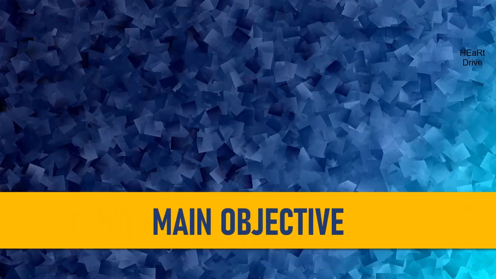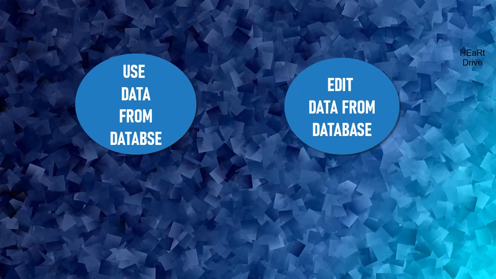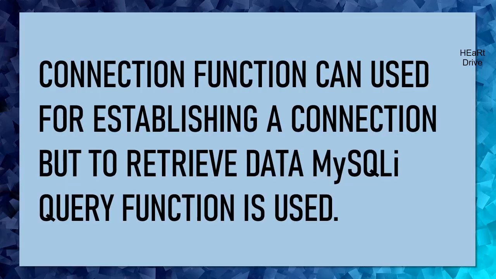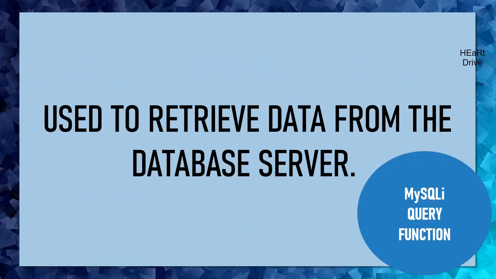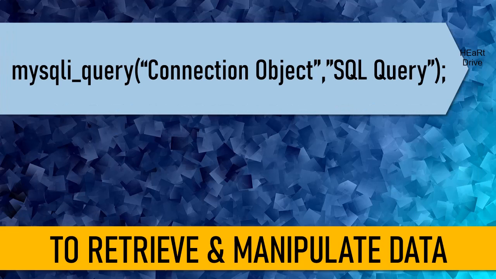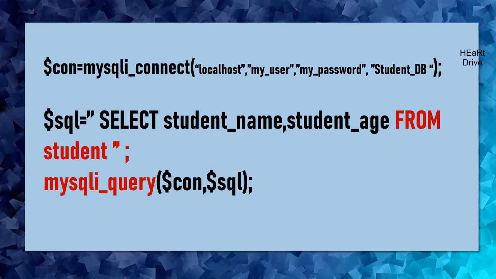The main objective of connecting PHP and MySQL is to use and edit the data in the database server. But to do that, connection function alone is not sufficient. To retrieve data, MySQLi query function is used. With MySQLi query, data from the database server can be retrieved. This is the syntax of MySQLi query. It has 2 parameters, connection object and query. In this example, using query, we are getting the name and age details from the student table.